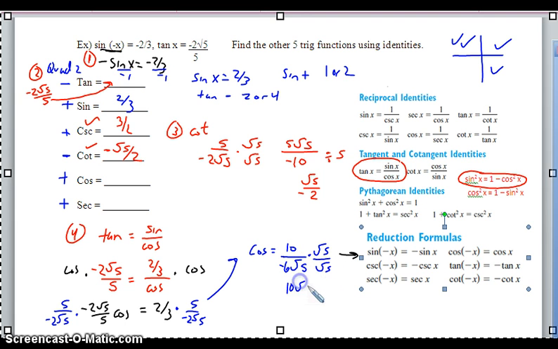So it would be 10 square roots of 5 over, in this case, negative 6 times 5 would make negative 30. Now I can divide by 10, get the square root of 5 over negative 3. And what I'm recognizing right away now is I got a negative answer, and this is telling me that my cosine should be positive. So either I made a mistake here, or I made a mistake here.